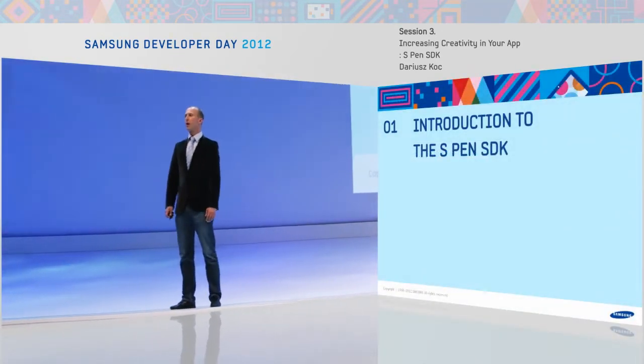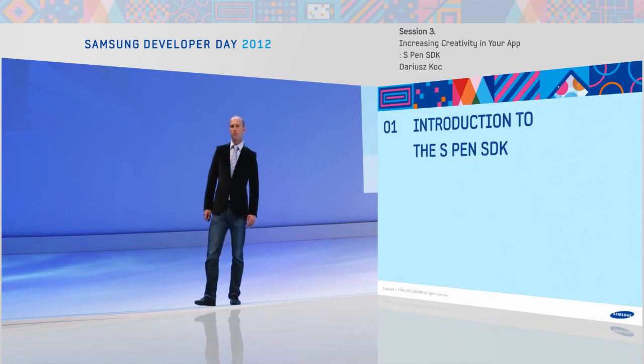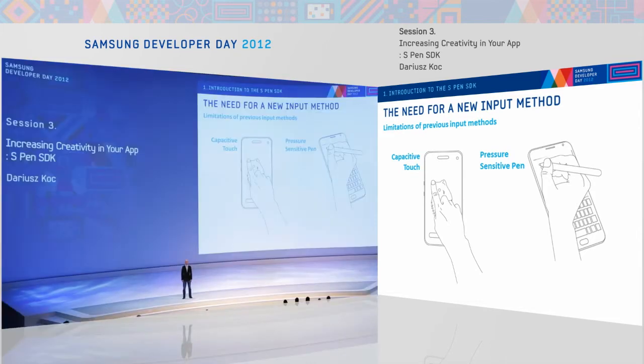First off, let's talk about what the S Pen and S Pen SDK are. Before introducing the S Pen, I would like to go over the disadvantages of old input methods. Good examples are capacitive touch and pressure sensitive pens that were in use before the S Pen came out. With these methods, it was difficult to express details or to get a quick response. The S Pen was introduced along with the Galaxy Note as a new input tool that does not suffer from the disadvantages of old methods.